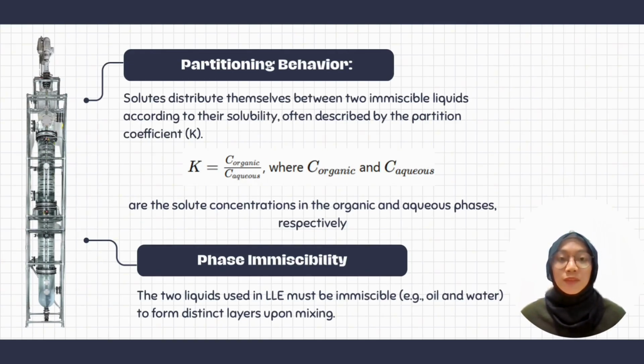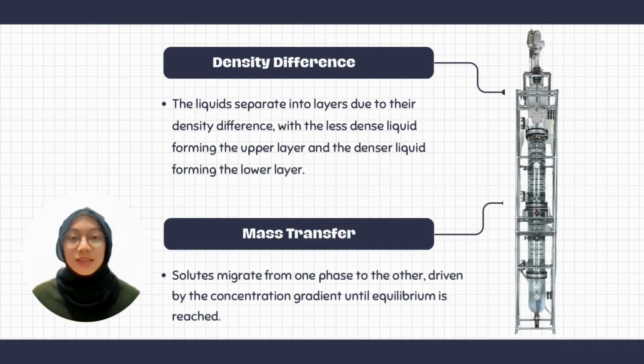Next, we have phase immiscibility. In LLE, the two liquids used must be immiscible with each other. For example, we can use water and oil. This is to form distinct layers upon mixing. Third is density difference. The liquids separate into layers due to their density difference. The less dense liquid will form the upper layer, while the denser liquid will form the lower layer.